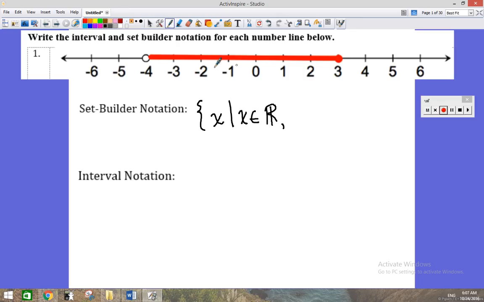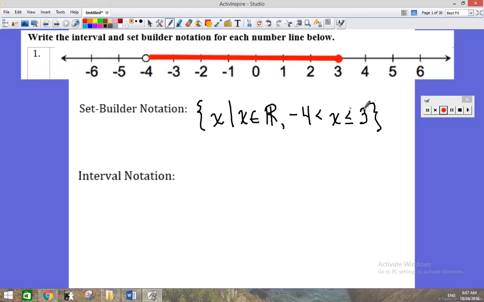And here the constraint is that the shaded region is between the values of -4 and +3. We can write that as a compound inequality. We exclude -4 and we include +3. All right, for interval notation.